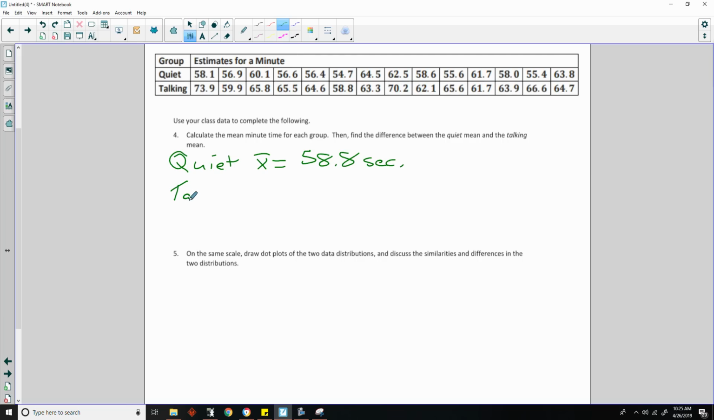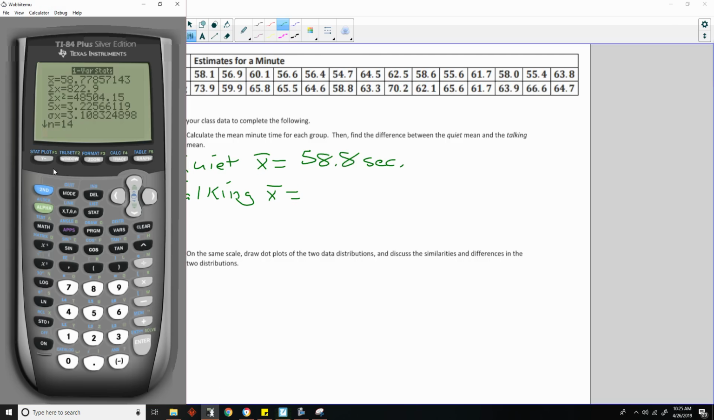Okay, and then I'm going to do the same for the mean for talking. So I'll put talking mean equals, bring my calculator back up, and now I'm going to clear, and I'm going to press stat again, and I'm going to calculate one variable statistic, so I hit enter, but now I want L2, so I'm going to hit my second button and 2 for this blue L2 here, and then enter, enter, enter, and that mean is 64.75, which rounds to 64.8.